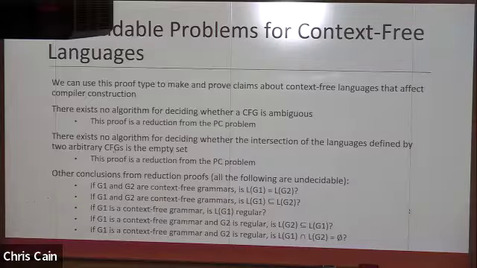So I guess another way of phrasing the same question is, can I convert all context-free grammars into a particular class? The goal would be to write a program that takes as input a context-free grammar and outputs either, yes, I can convert this into a regular grammar, or no, I can't convert this into a regular grammar.